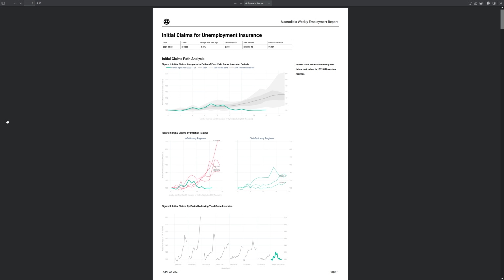This framework utilizes these events as the starting point for analysis, tracking the subsequent path of employment data over time and comparing it to paths of the same data set following previous instances of the same trigger event. This approach is valuable because trigger events often herald shifts or turning points in the economic landscape, which can profoundly affect employment data, leading it to behave in predictable ways.